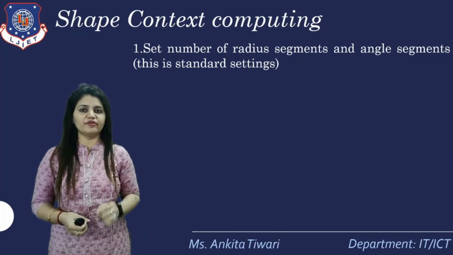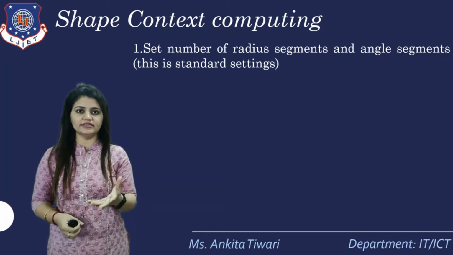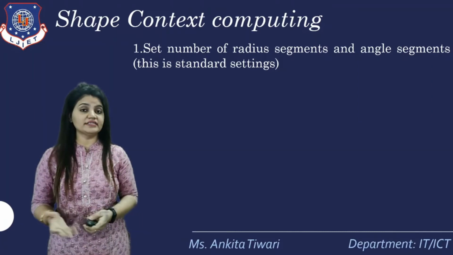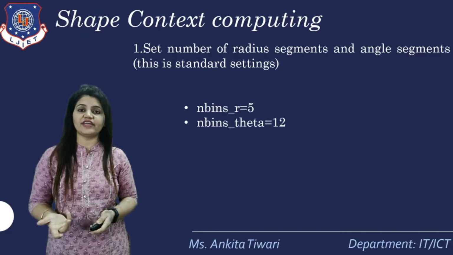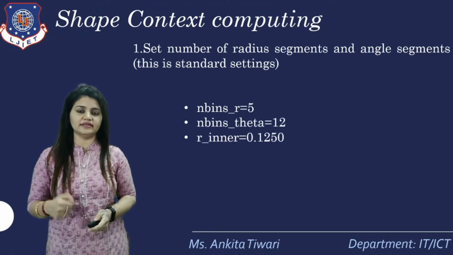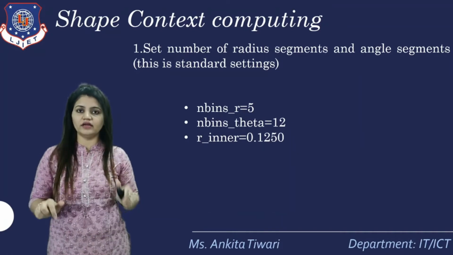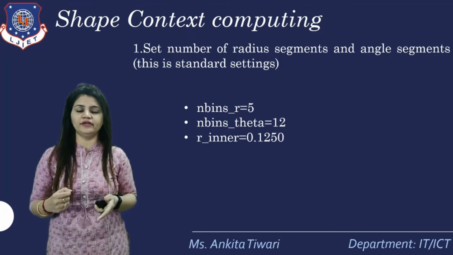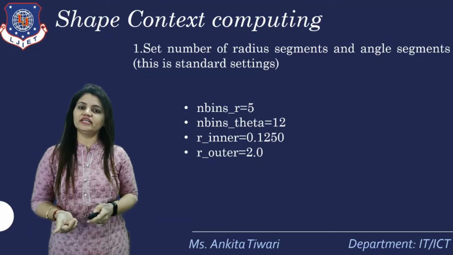Shape context computing involves, first, as an example, setting the number of radius segments and angle segments. That is the standard setting that you make. First of all, n_r, the number of radius segments, is 5. n_theta, the number of angle segments, is 12. R inner, the inner radius, is 0.1250, and R outer, the outer radius, is 2.0.